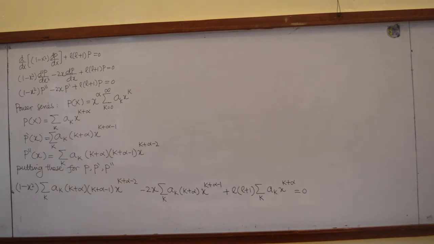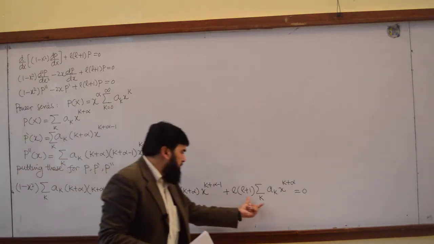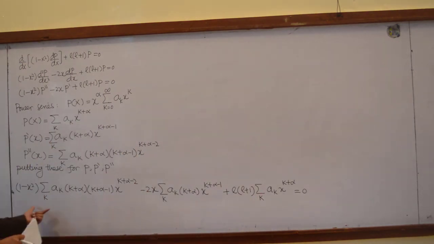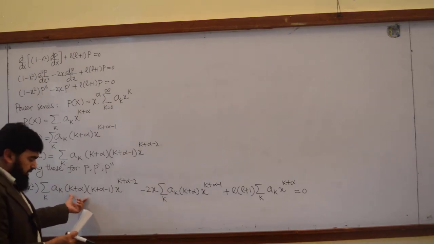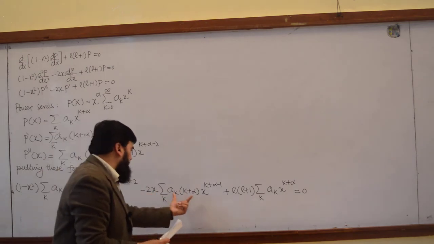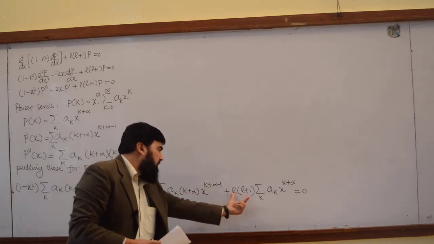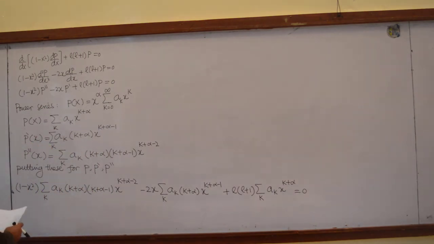I can now take something common here. Summation on k in Ak, I will move it out, and then I will write this coefficient, and then this one, and then the coefficient and this x power. So I can write that summation on this one, summation on k.